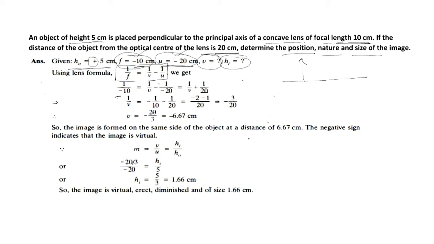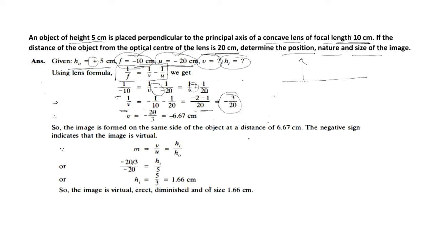So this minus and minus becomes positive. Clear? Rearranging this equation, we have 1 upon v is equal to minus 1 by 10 minus 1 by 20. Taking LCM, we have minus 2 minus 1 upon 20, it becomes minus 3 upon 20.